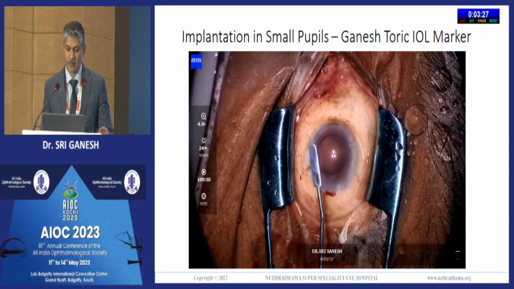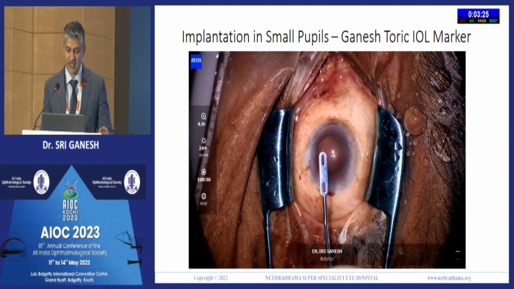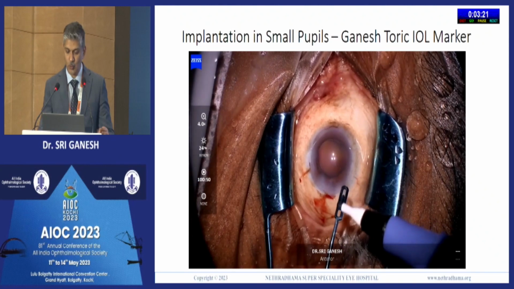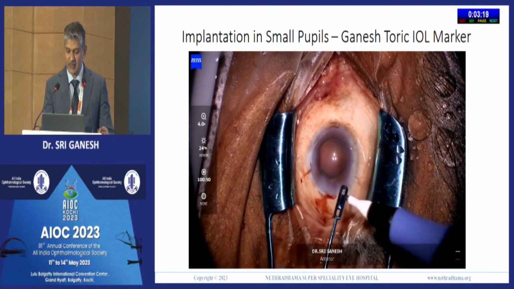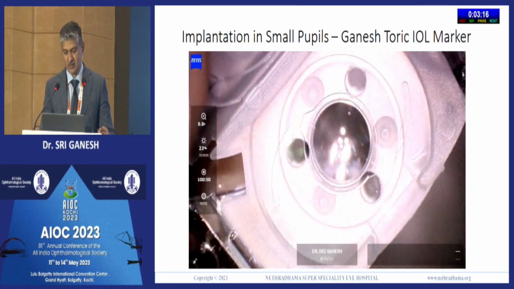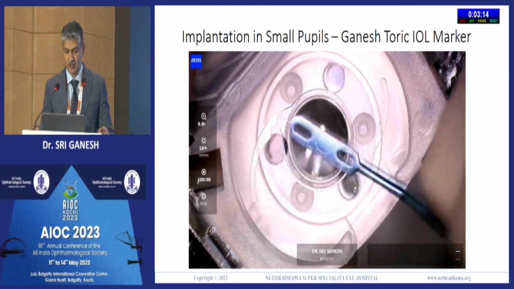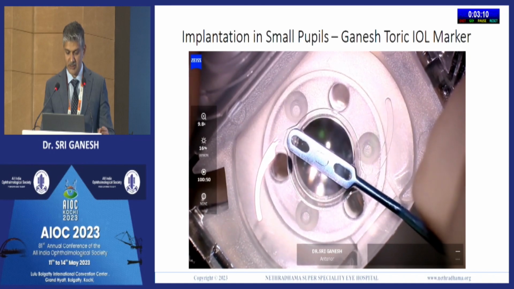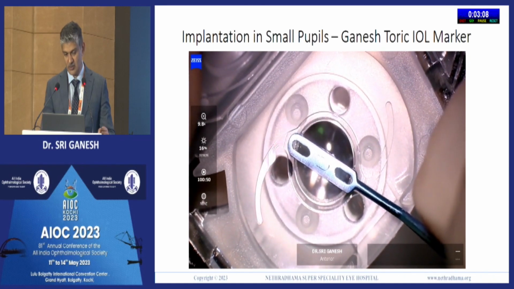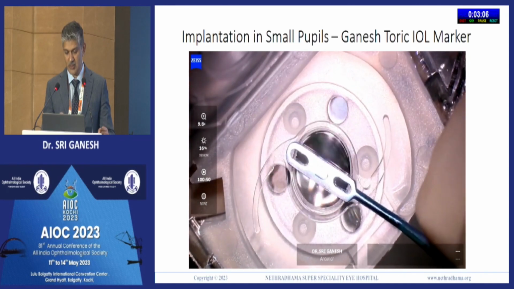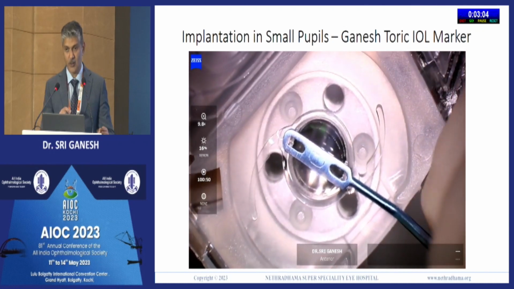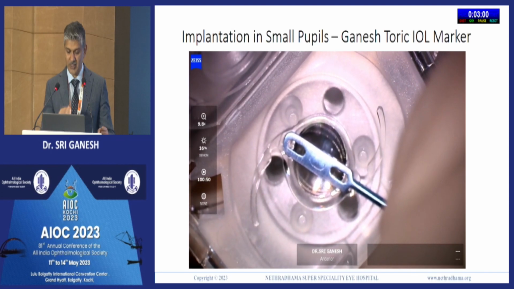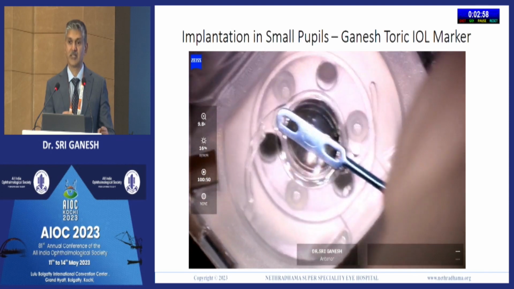The other problem is in small pupils. For this, I have what is known as a Ganesh toric IOL marker. This is available from Epsilon. It's got two windows and a blunt blade in the center. So I mark that, and you can see this is a toric IOL. You can look at the toric marks through the windows, and then you press down on the lens and you indent the lens. This causes a temporary indentation and marking right in the center.